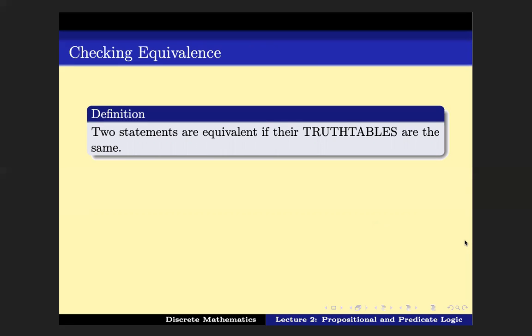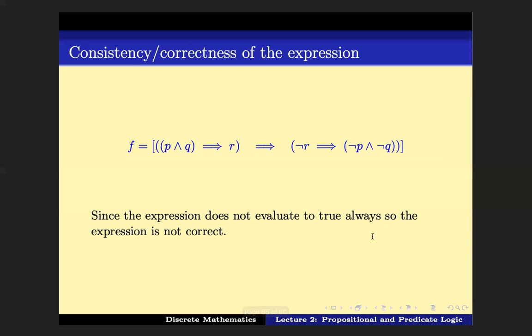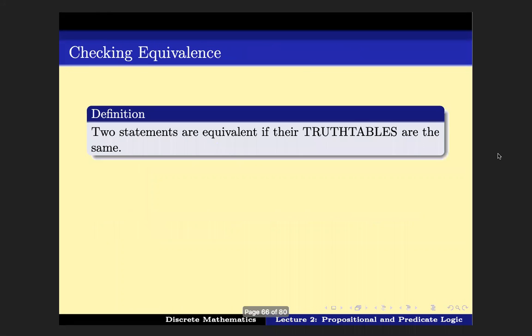There can be different expressions. So in some sense we have done it here. There was this expression here, and what we wanted to check is whether this expression is the same as some other expression which is always correct. So how do you do it? Two statements are equivalent if they evaluate to the same thing, if the truth tables are the same.